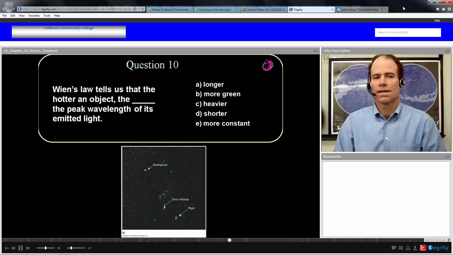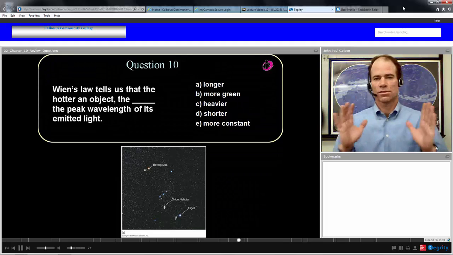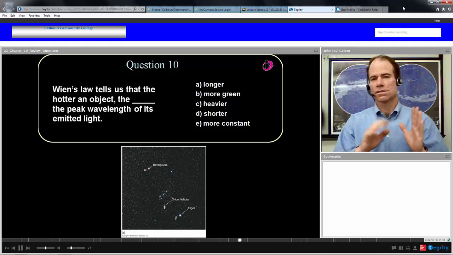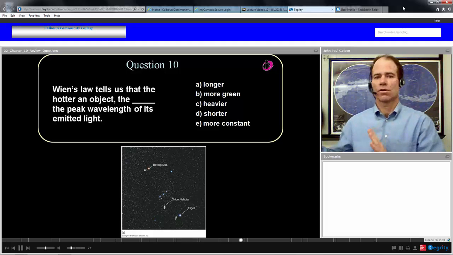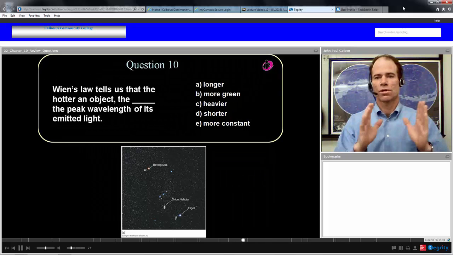Question 10. Wien's law tells us that the hotter an object, the shorter the peak wavelength of its emitted light. The hotter the object, the bluer it gets, and the cooler, the redder it gets. And as we go bluer, we get to a shorter wavelength, higher frequency. Cooler is a longer wavelength, lower frequency. So the hotter the object, the bluer or shorter the wavelength.